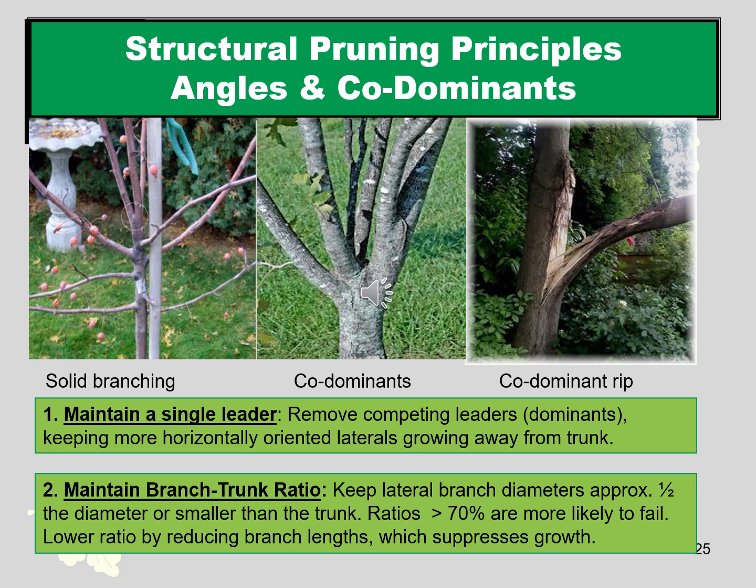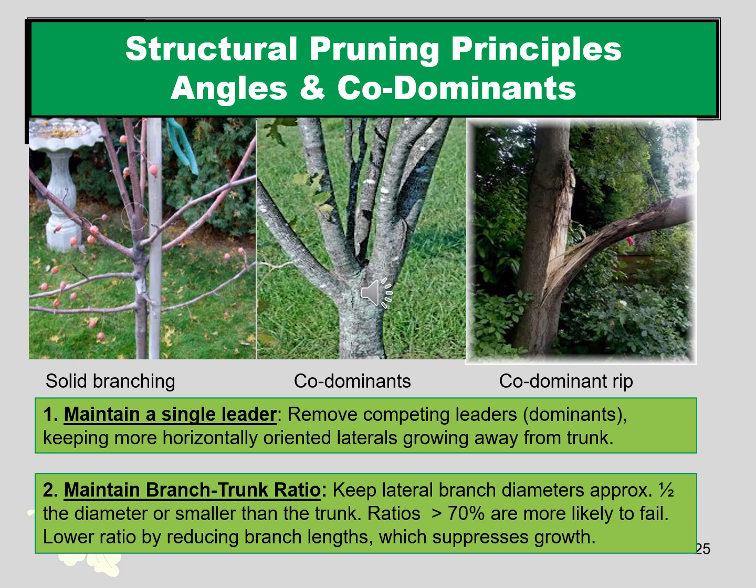Some of the main points in structural pruning is to remove the codominant leaders. Leaders are the branches or the parts of the trunk that go straight up, and you want it to be the central axis of that tree. Removing competing leaders, or what are called codominants, is important.